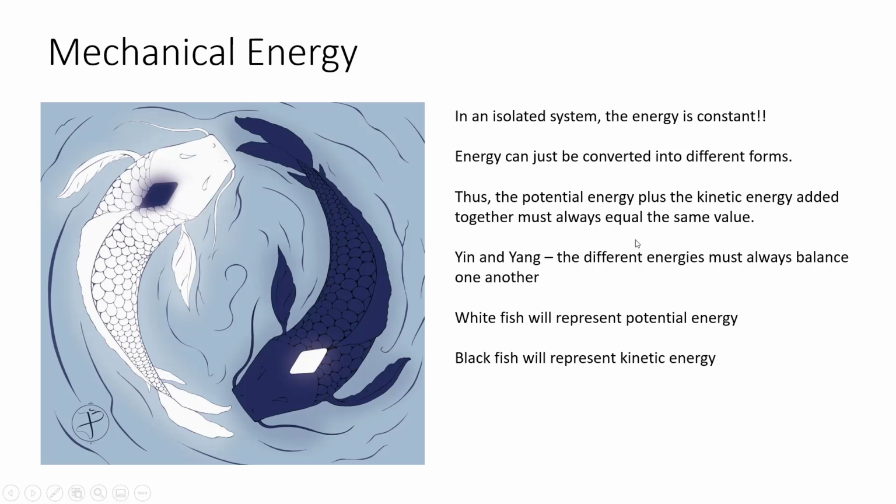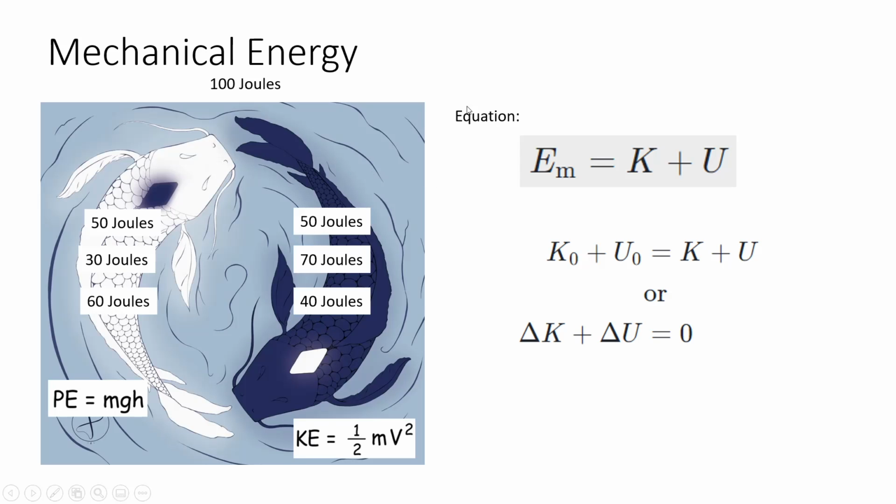So for our purposes, we're going to pretend that the white fish is potential energy, that the black fish represents kinetic energy. So right here we have our pool, right? Let's pretend in the pool, in total, we have 100 joules of energy, right? Now, this can be split between the two fish in any given way, as long as you add it up to 100 joules, right? So it could be split 50-50, it could be 30-70, it could be 60-40, right?